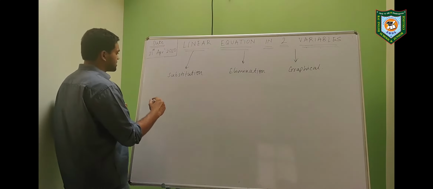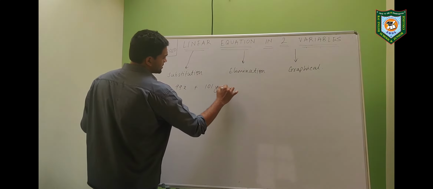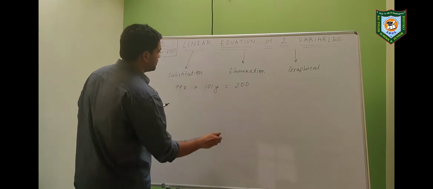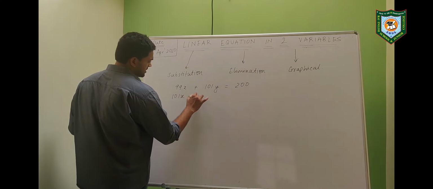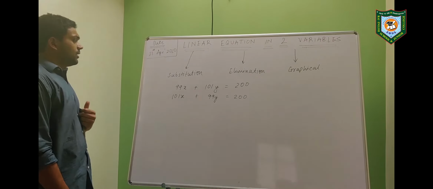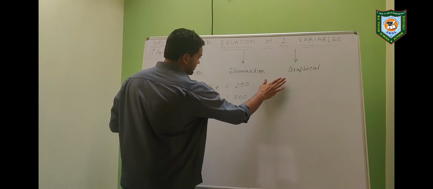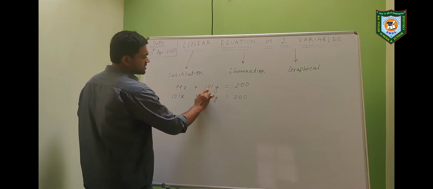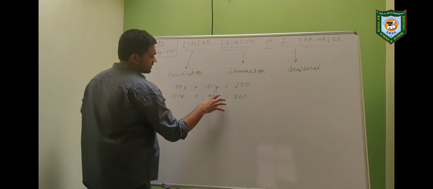So let's take the question: 99x plus 101y is equal to 200, and we have 101x plus 99y is equal to 200 again. Now clearly, these two are not the same. So now we have to multiply this equation by 101, so I'll get the same values in order to eliminate either this line or this line.